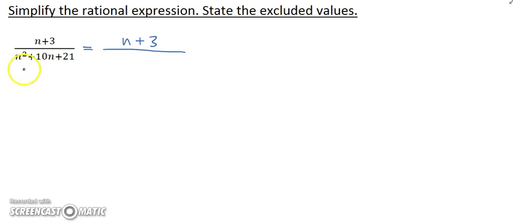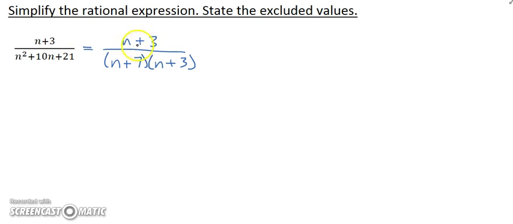Okay. My denominator, though, is again a trinomial, and I think I can factor that using my sum and product factoring. Since we've got n squared plus 10n plus 21, I need two numbers with a sum of 10 and a product of 21, and I think 7 and 3 are the values I'm looking for. So I could factor the denominator as n plus 7 times n plus 3.